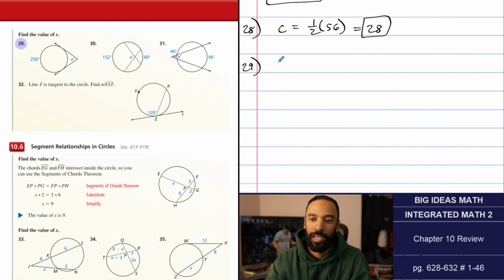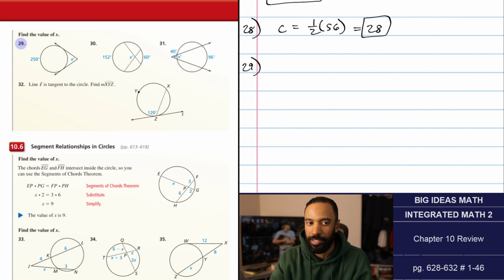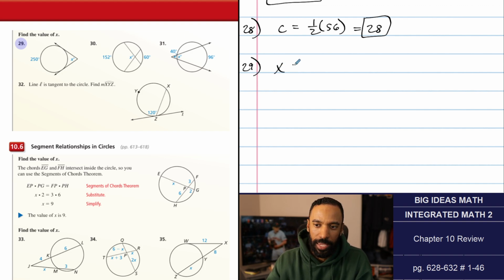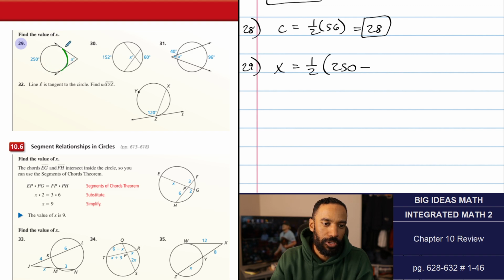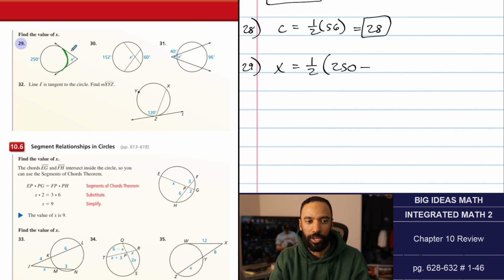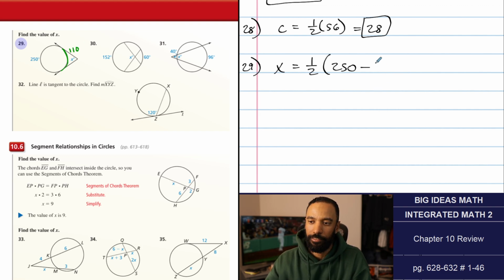So number 29, no difference here. Now there's more than one way to do this kind of problem, and they talk about it in different ways, but I'm going to go a little more practical for this one, and I can make mention of something else after. X is going to be half of 250 minus this other arc right here. Now to find this arc, remember, all your arc measures total 360, so 360 minus 250 is 110. So that one's a 110. X is half of 250 minus 110.